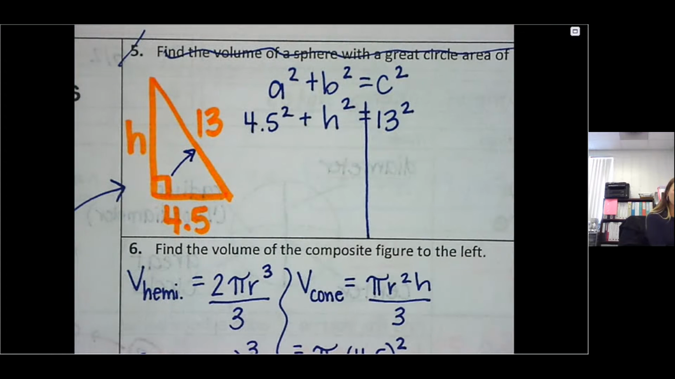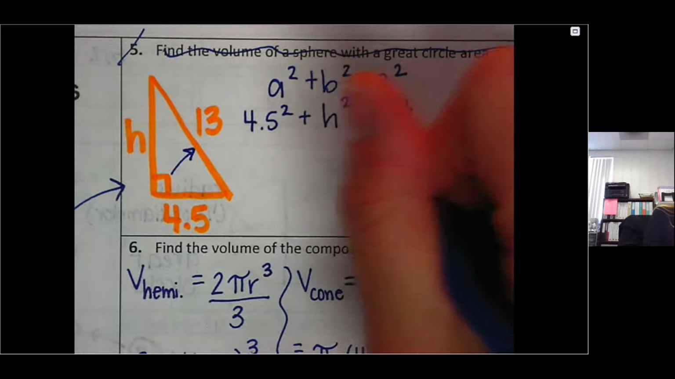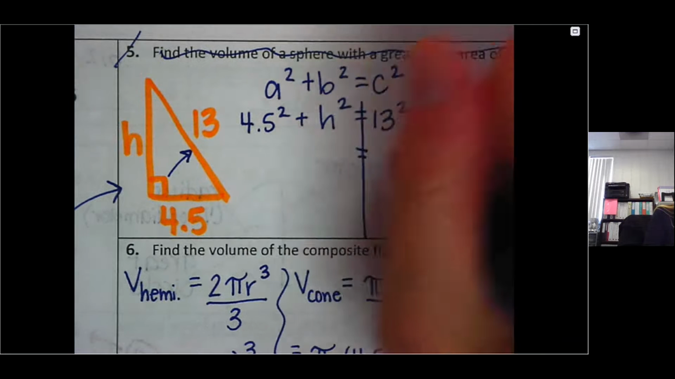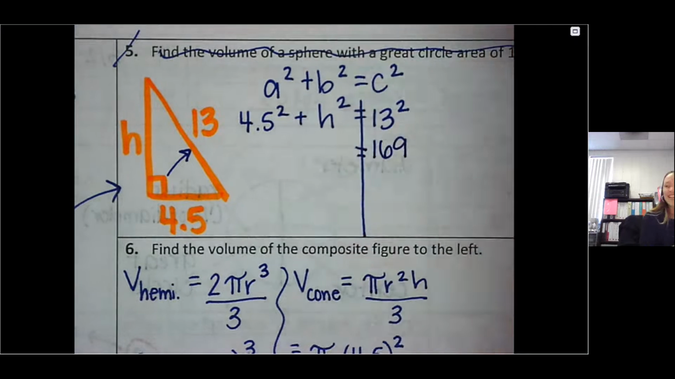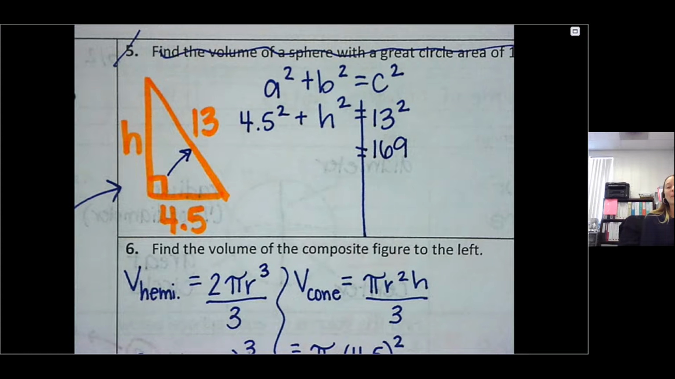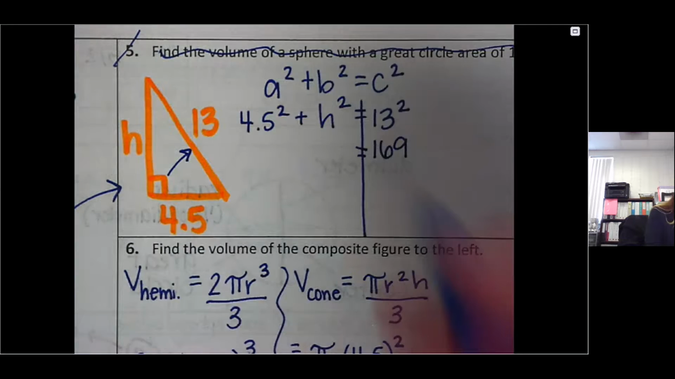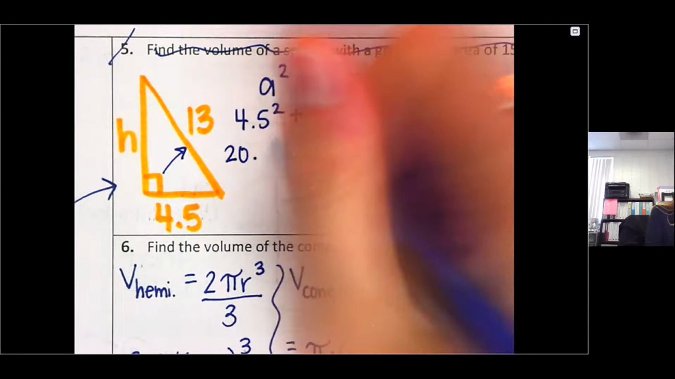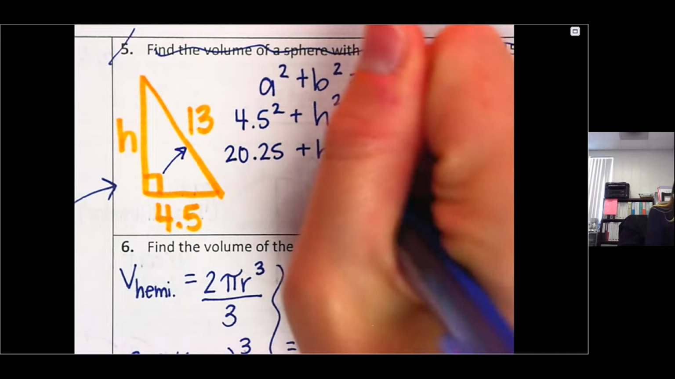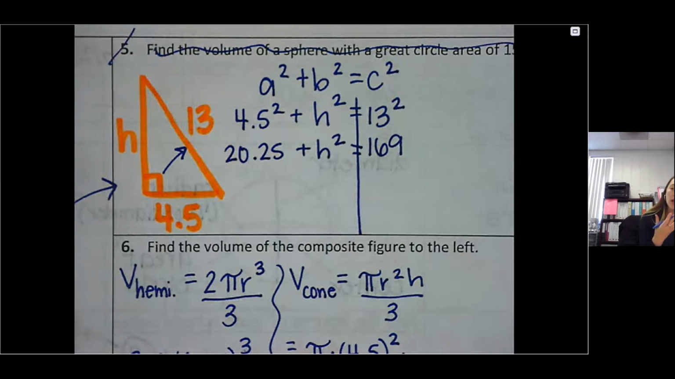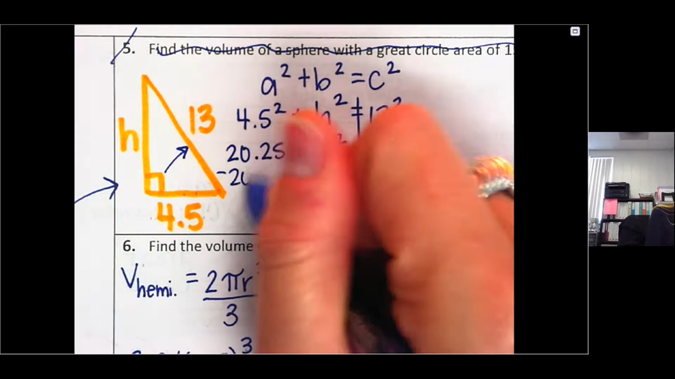Where should I go first? You should go for the 13 first. Okay, what's 13 squared? No, it's squared. 169. You also have to do the 4.5 squared, which is what? 20.25. Good. And we're going to move that to the other side by doing what? Subtracting.